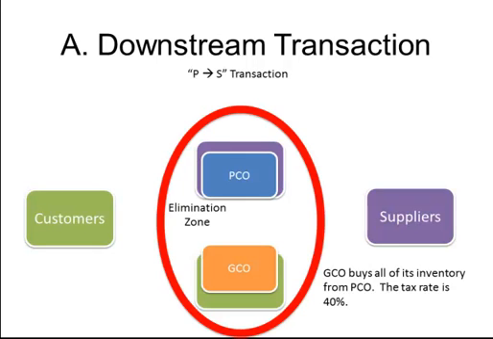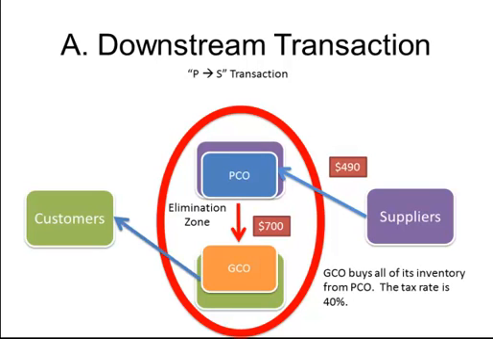In this case, let's assume in year one that Parent Corporation purchases inventory from a supplier for $490. Parent Corporation then turns around and sells the inventory to GCO for $700, recording a gross profit on the sale of $210. In the same year, GCO sells the inventory to a third-party customer for $1,000. This is referred to as a downstream transaction because Parent Corporation is selling the goods downstream to the subsidiary, GCO.